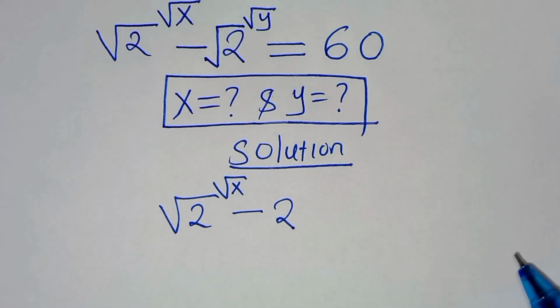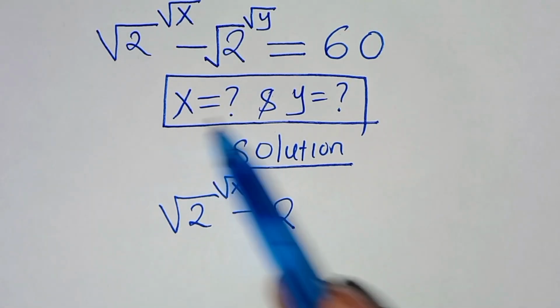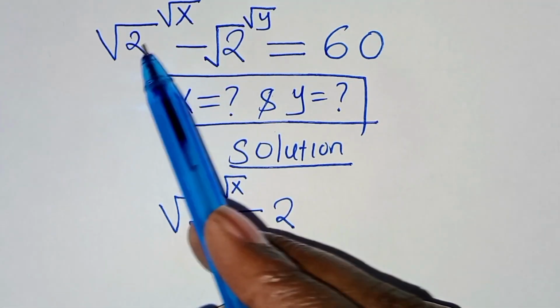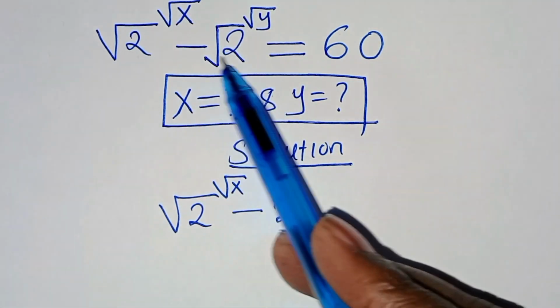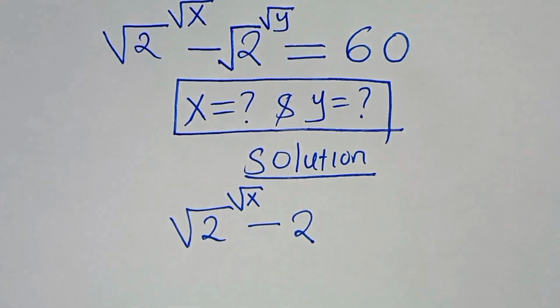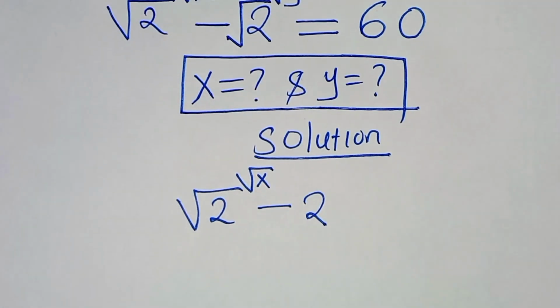Hello everyone, you're welcome to solve for the value of x and y given this nice math problem, which is the square root of 2 raised to power square root of x minus square root of 2 raised to power square root of y. This is equal to 60. Let's provide a solution here.